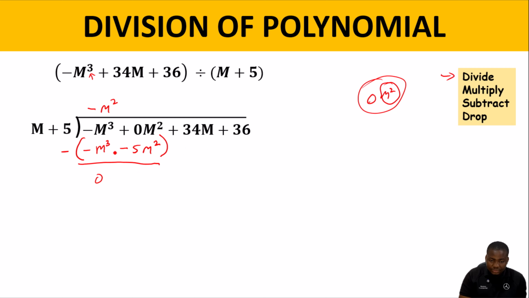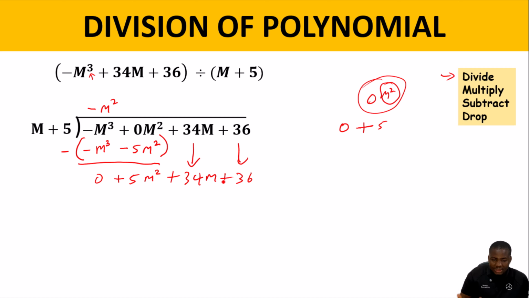Then 0m squared minus negative 5m squared. So negative times negative is positive. 0 minus minus 5 is 0 plus 5. So we have plus 5m squared. Now that we have plus 5m squared, we drop the other things here. We drop them. Plus 34m plus 36.